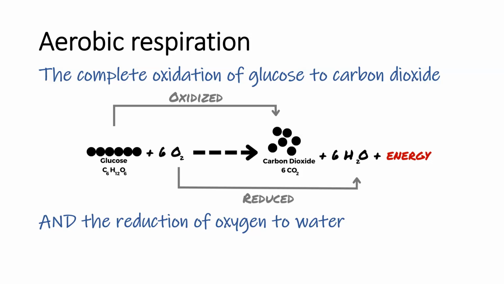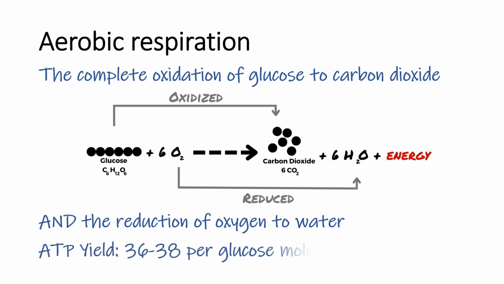Instead of a single step, however, glucose oxidation in cells is done in a stepwise fashion. This allows the cells to systematically extract 36 to 38 ATP per molecule of glucose, and that's a lot of energy. We're not going to go into deep detail here, but instead we're going to focus on the major steps of aerobic respiration. We're going to divide the process in two: the oxidation of glucose and then the reduction of oxygen.